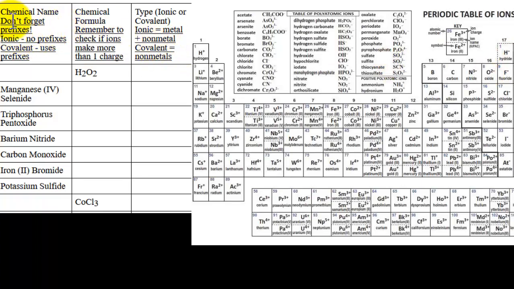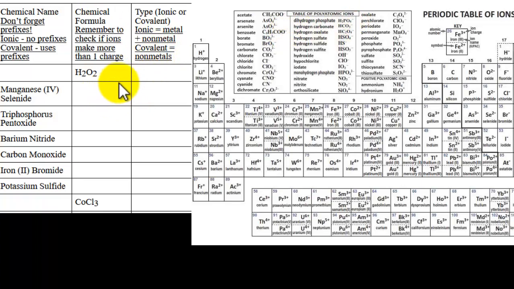Remember the prefixes. Ionic doesn't use prefixes and covalent does. So if this, H2O2, uses prefixes, that's dihydrogen dioxide. Oxide is over here, hydrogen's over here. Okay. And that is covalent.